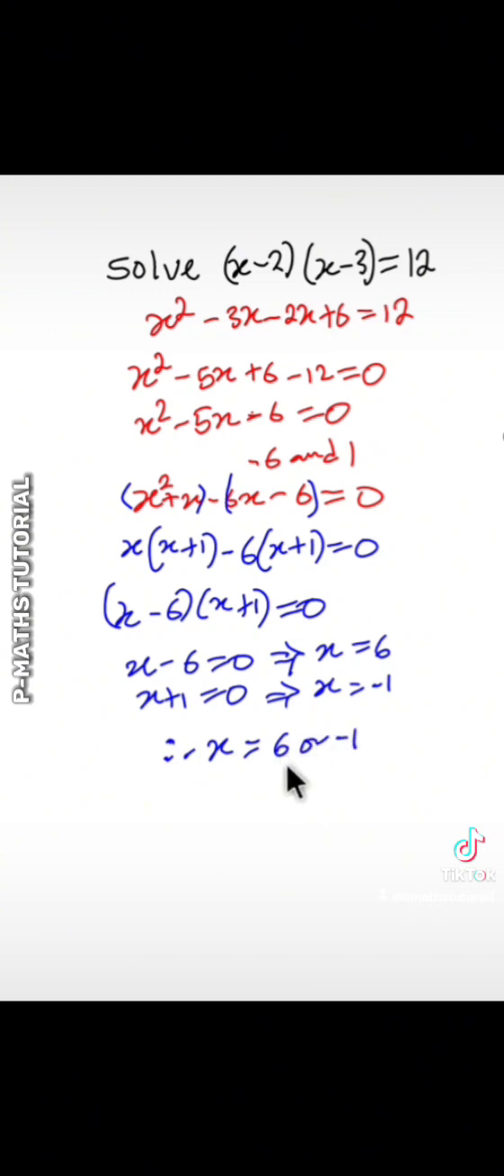So what to do is to substitute 6 or negative 1 in this equation and see if you can have 12. Let's try it. I would have 6 minus 2 and 6 minus 3. 6 minus 2 is 4. 6 minus 3 is 3. Multiply both of them, you have 12. So it is true for the equation.